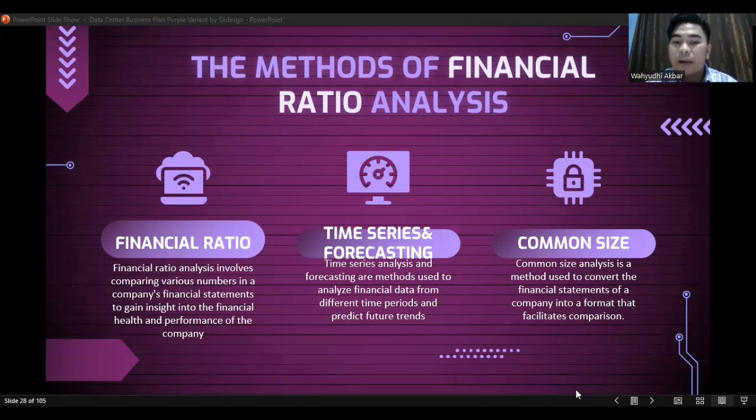These three methods are useful tools in evaluation of a company's financial performance and can be used together to provide a deeper understanding of the financial situation and future prospects of a company.